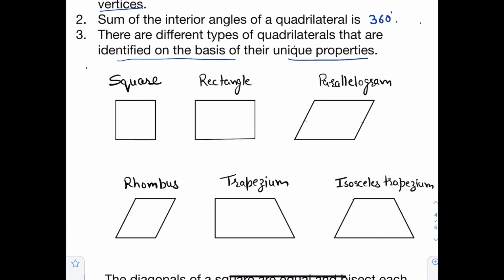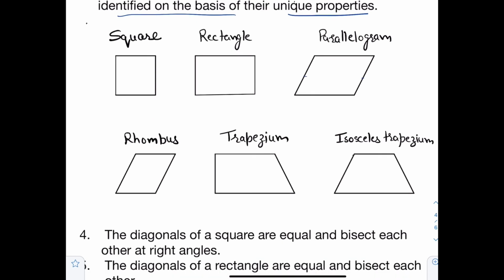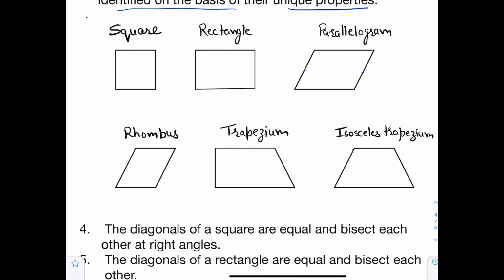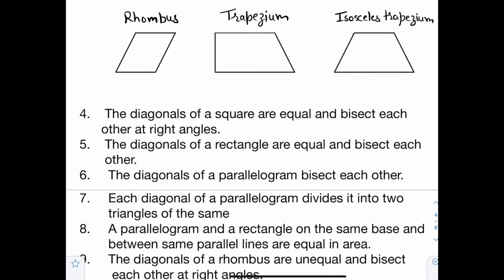So quadrilaterals: square, rectangle, parallelogram, rhombus, trapezium, isosceles trapezium. So these are some quadrilaterals. Fourth, the diagonals of a square are equal and bisect each other at right angles. The diagonals of a rectangle are equal and bisect each other.